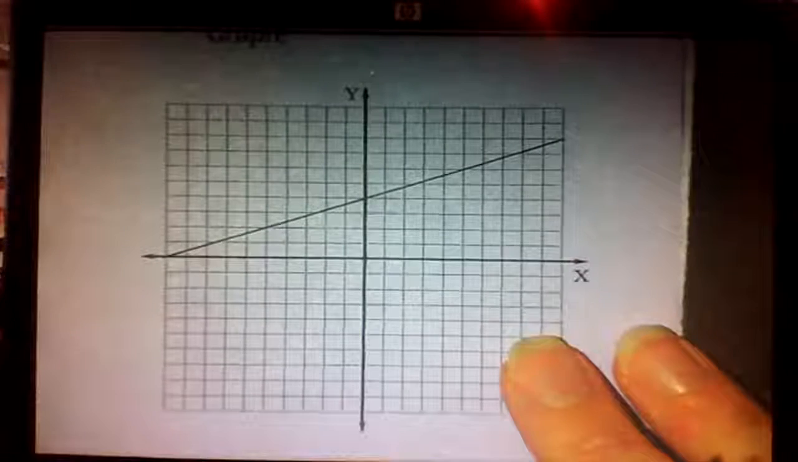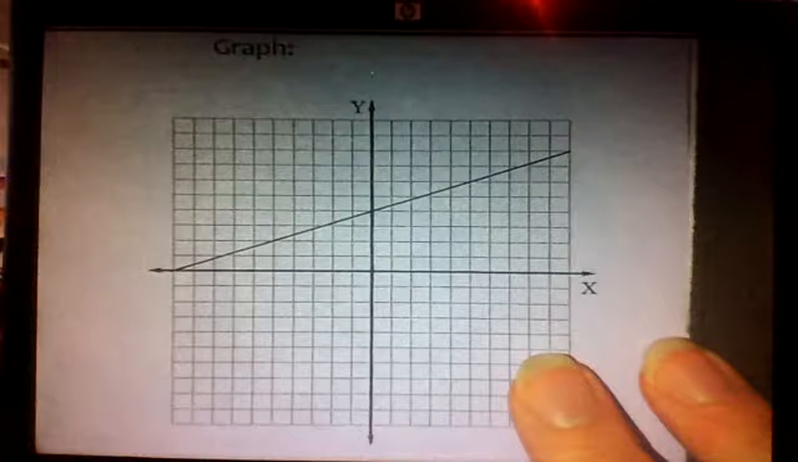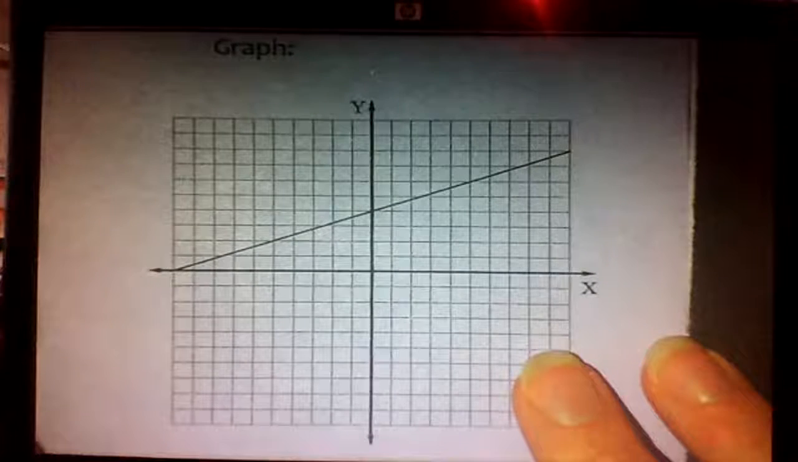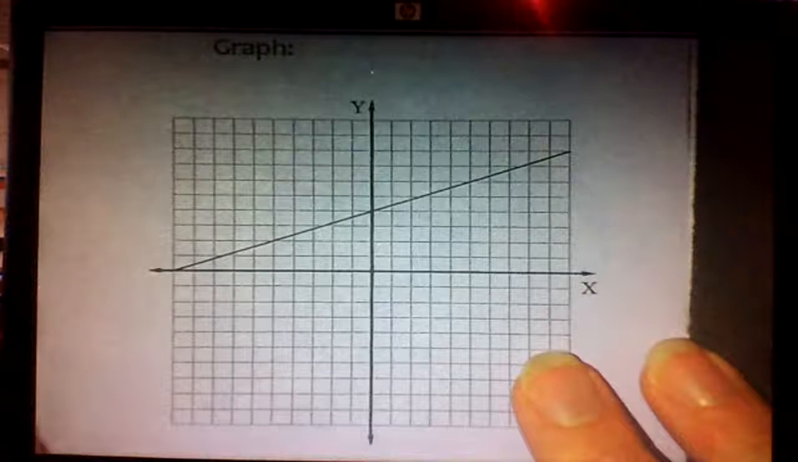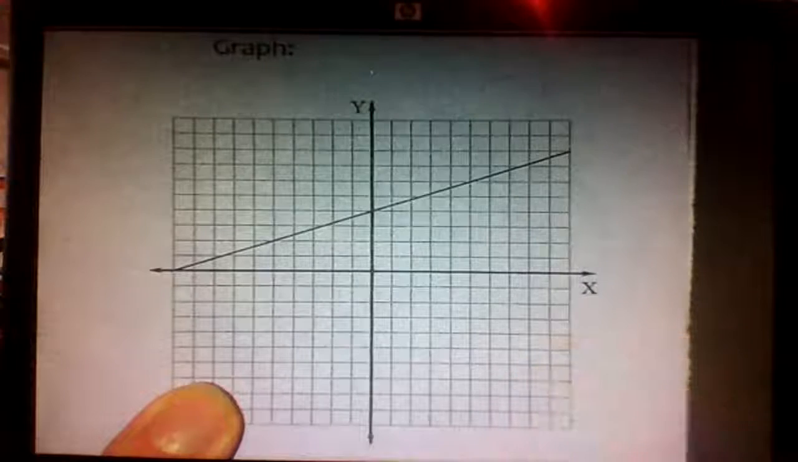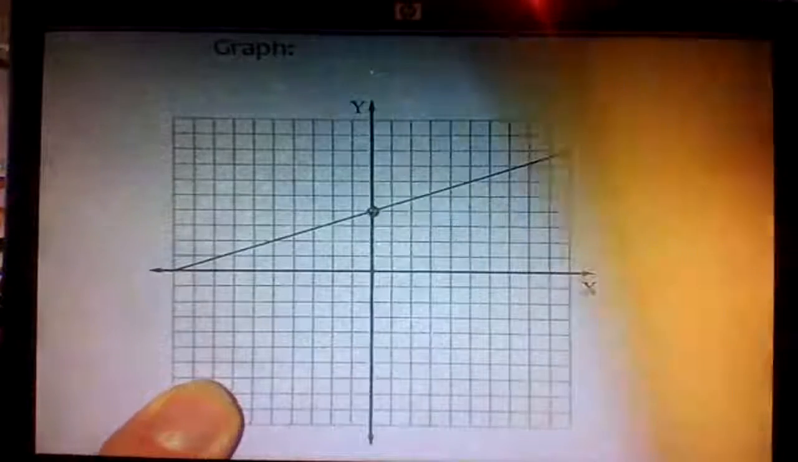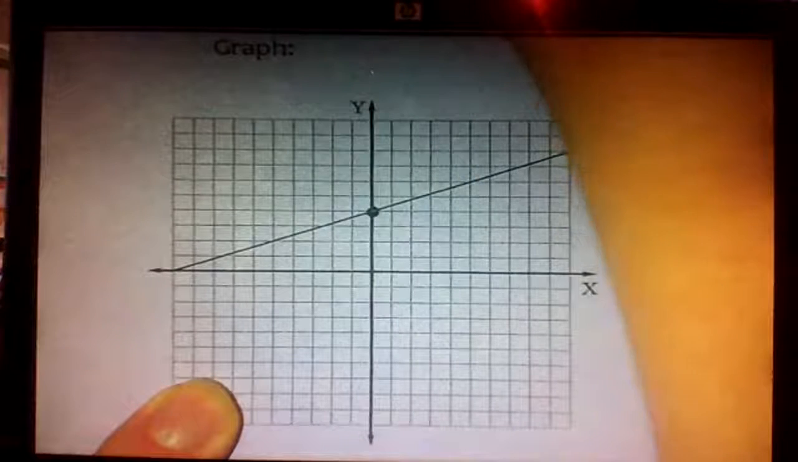Okay, this time they gave us a graph. So, where is my y-intercept on this graph? 0, 4. So let's make that the first point of our table. 0, 4.